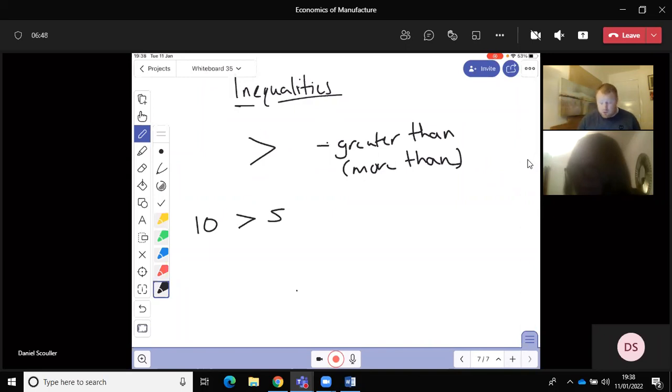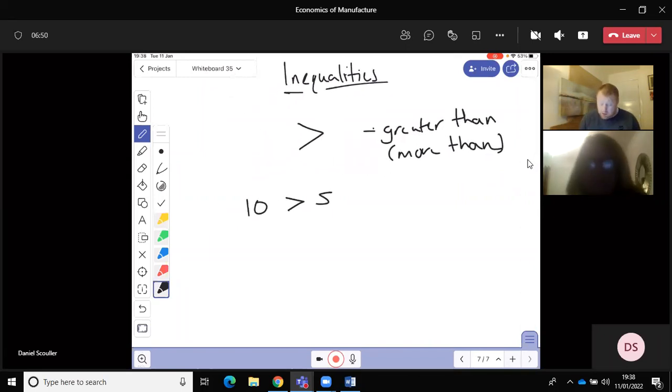Now in algebraic terms, we're obviously going to use a wee letter in there. So I could put something like 2x is greater than 7. That's the type of thing we're looking at. So 2 x's. Remember x is just a variable. It's just a letter that we use in that place. It's just positioned there. So 2 times whatever x is greater than the number 7.